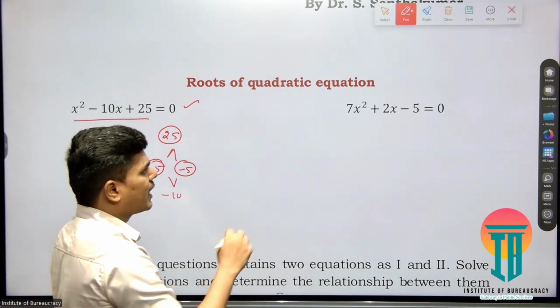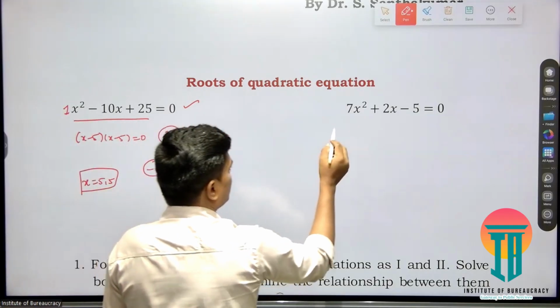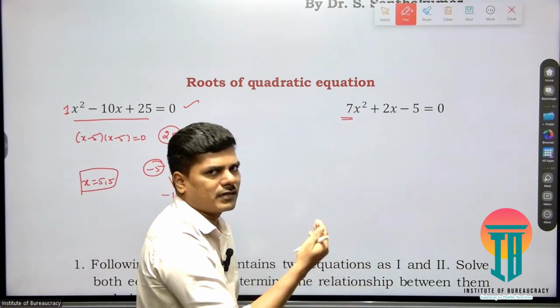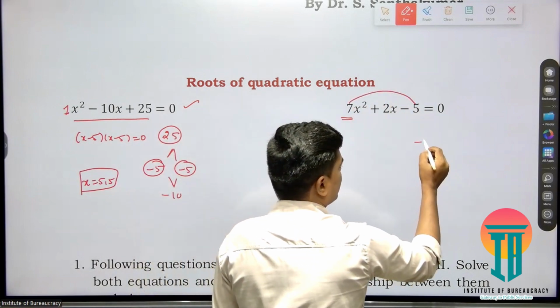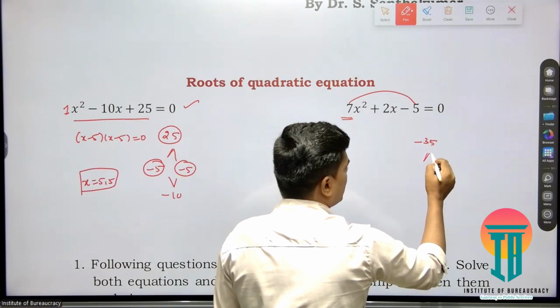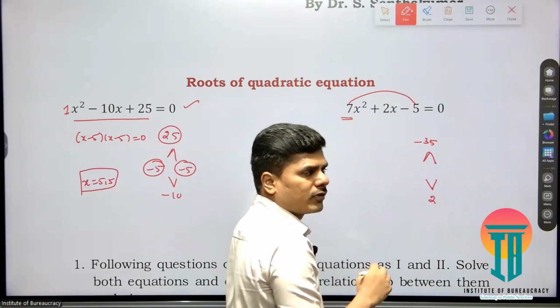Okay. The second one. In the first example the coefficient of x square is 1. Suppose the coefficient of x square is some other number, how do you factorize it? How do you find the x value? Suppose you multiply these two numbers, you should get 35. If you add them, you should get 2.